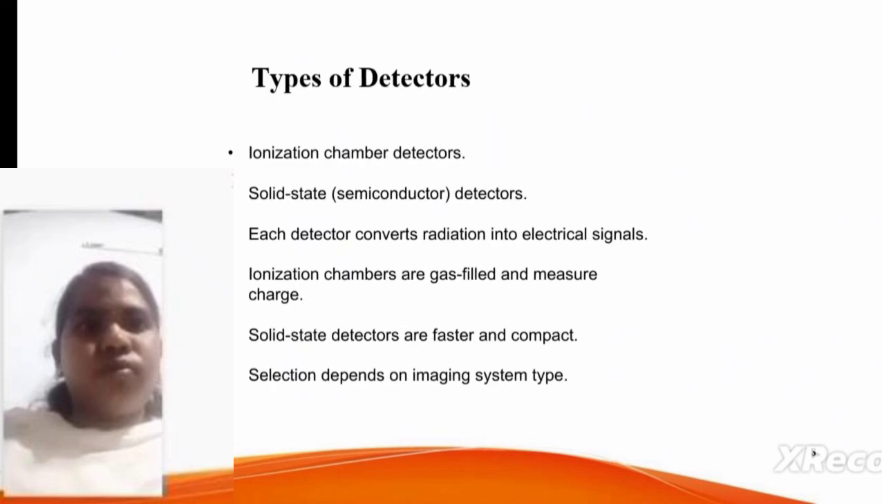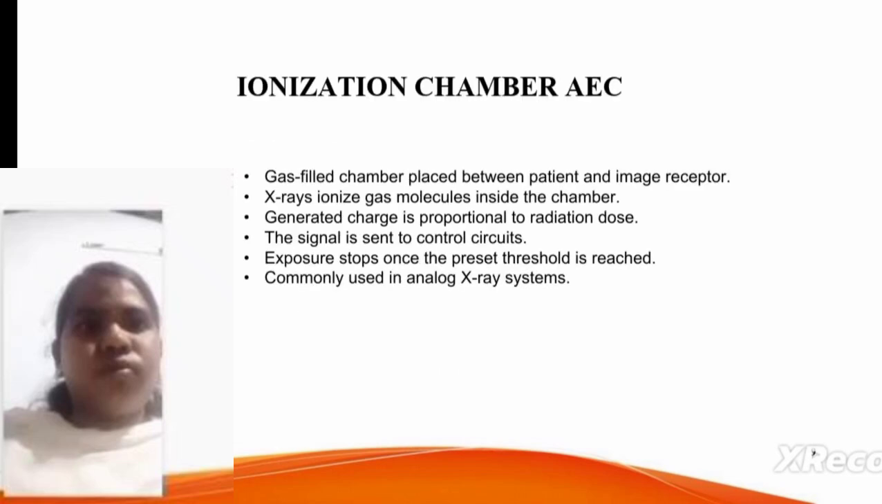Types of detectors: ionization chamber detectors and solid state semiconductor detectors. Each detector converts radiation into electrical signals. Ionization chambers are gas filled and measure charge. Solid state detectors are faster and compact. Selection depends on the imaging system type. Ionization chamber automatic exposure control: a gas filled chamber is placed between the patient and the image receptor.